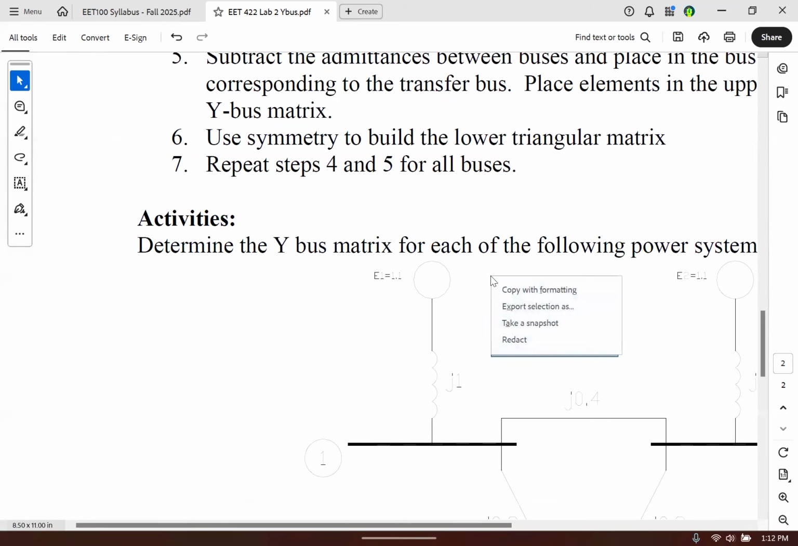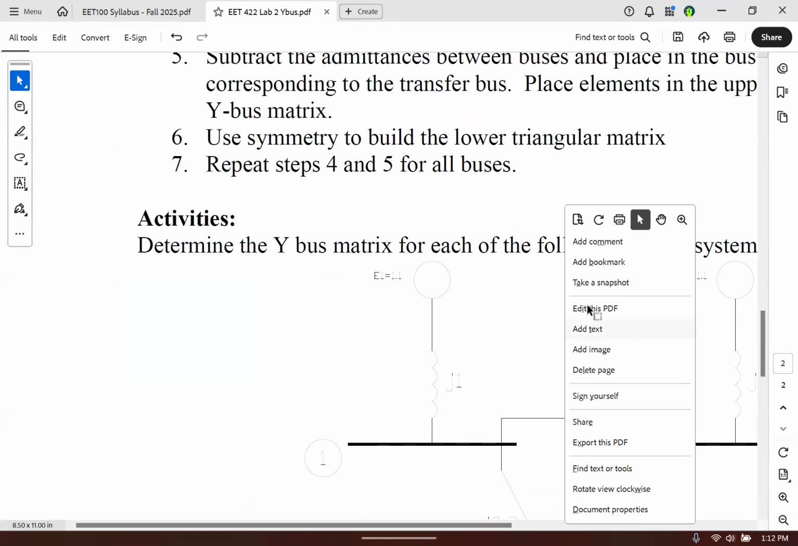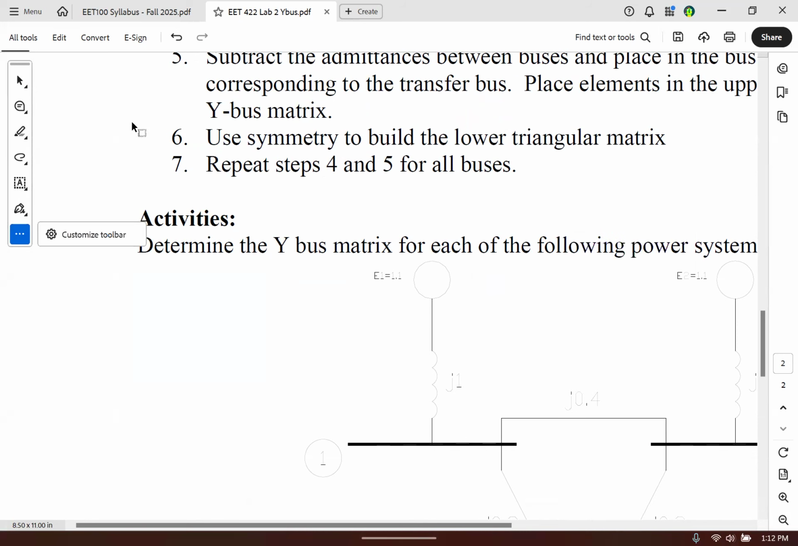Oops. I wish the PDF would just make it easy when you don't have a mouse. Where's my pen? Guess I have to do it the old-fashioned way.